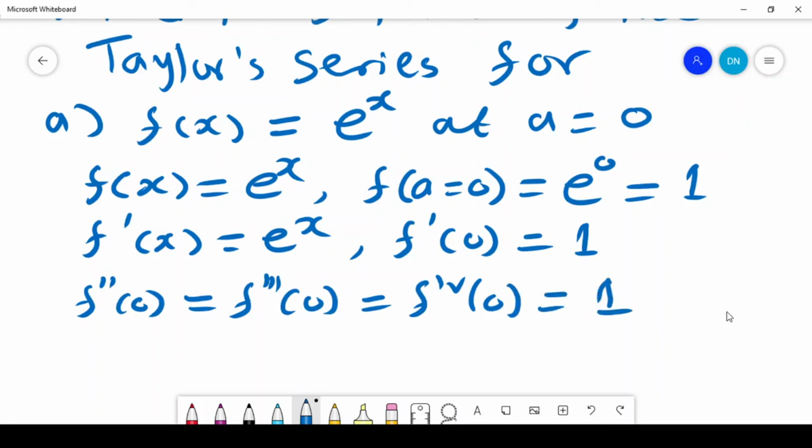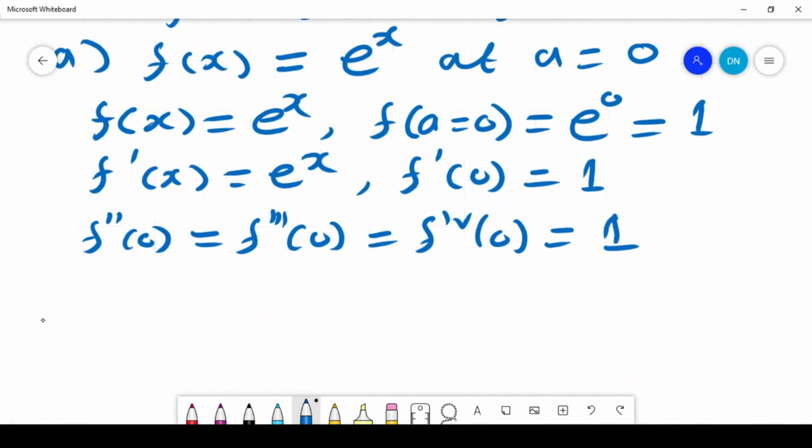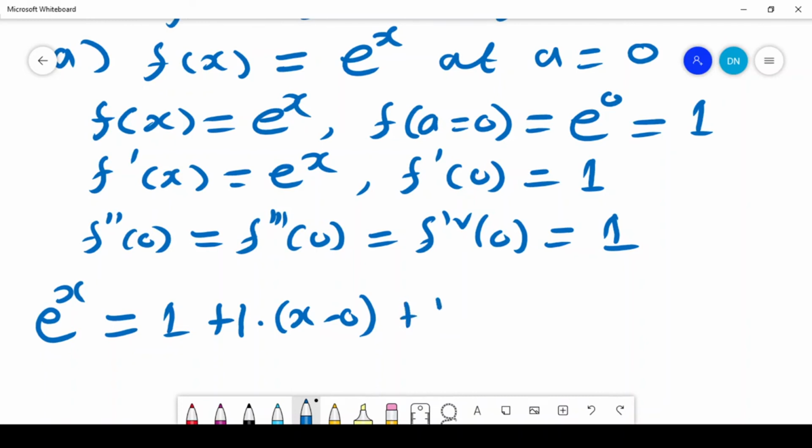And therefore, since all of them are 1, now I can write the Taylor series. My first term is f of naught, which is 1. The second one is f prime, which is 1, then times x minus 0, which is x. In the second case, it will be 1 times x minus 0 squared over 2 factorial.